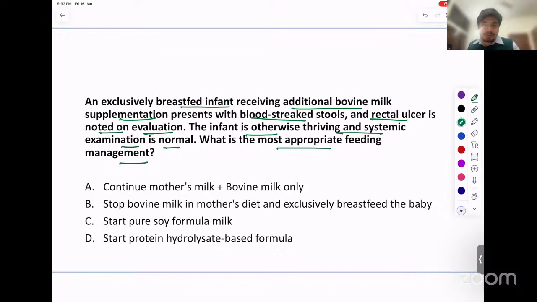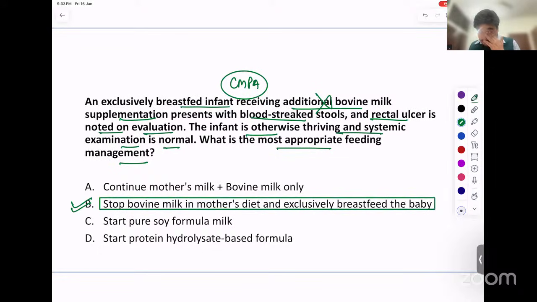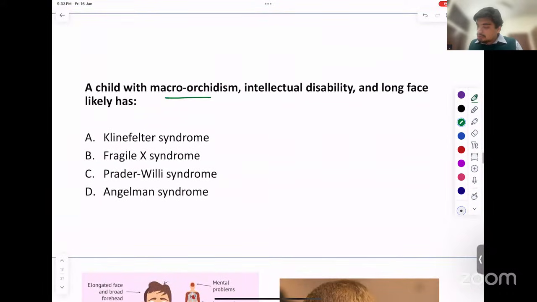Why are you giving this bovine milk? There's no need for giving this bovine milk. Just give mother's milk. So the answer will be, this is essentially cow milk protein allergy, so you need to exclusively breastfeed the baby. That's going to be the answer, right? All right, moving to the next question. A child has macroorchidism, intellectual disability, and long face.